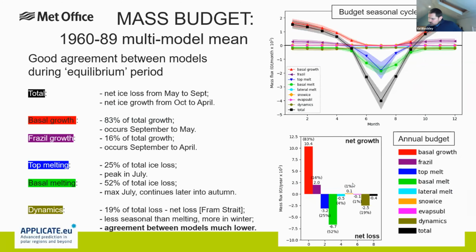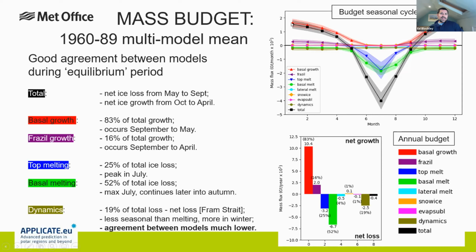So first we concentrate on this 1960 to 89 period. This is our reference period, and that panel on the top right is the seasonal cycle of the mass budget, and you can see that it's dominated by melting in the summer, which is mainly top melting here in blue and basal melting in green.